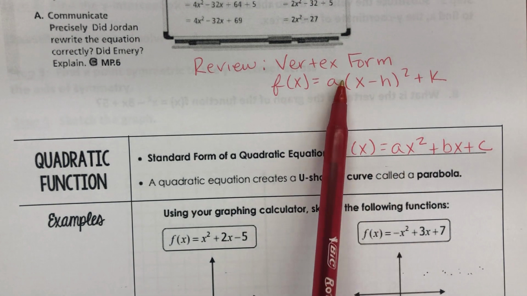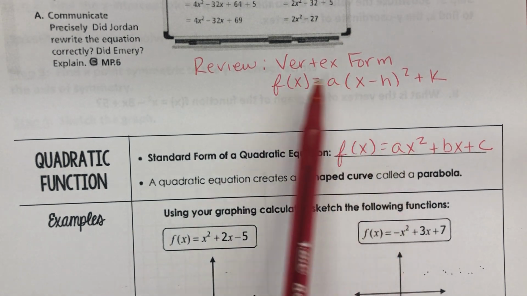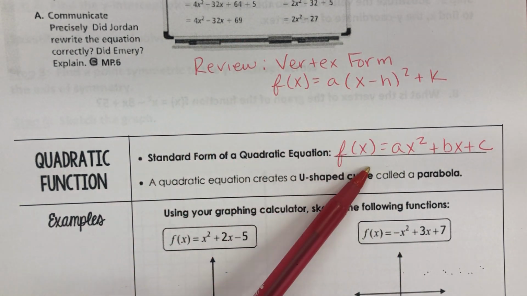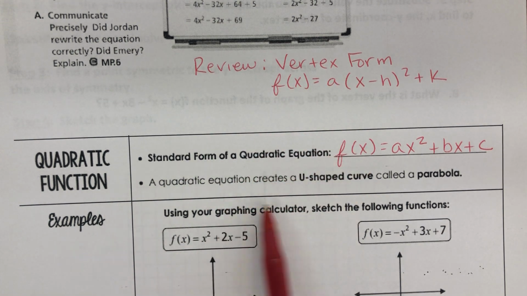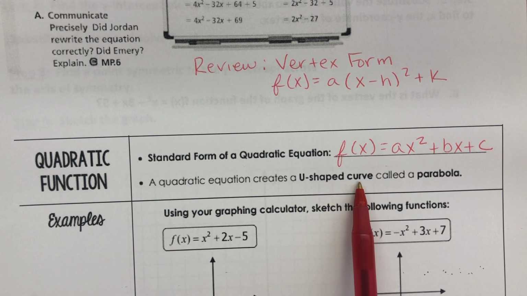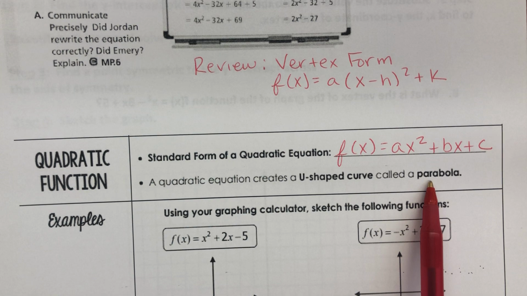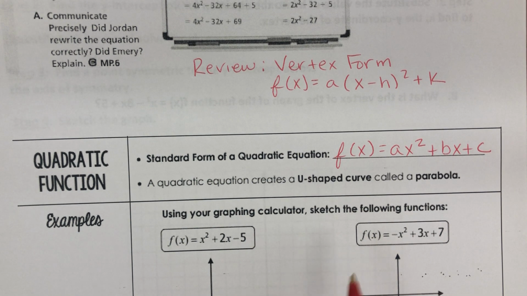So this is still a quadratic. These two forms, vertex and standard form, are equivalent. They make the same U-shaped curve, the same parabola, okay? So a couple things to note here.